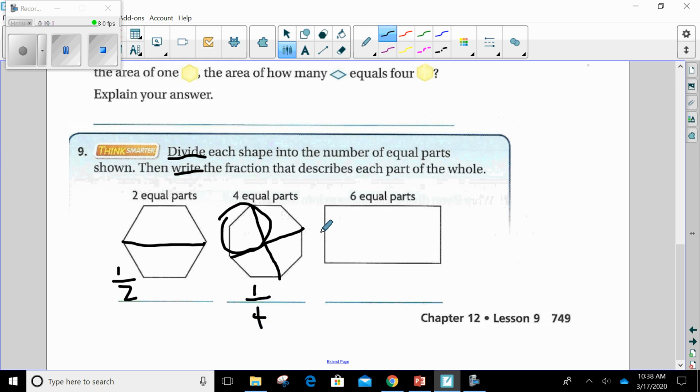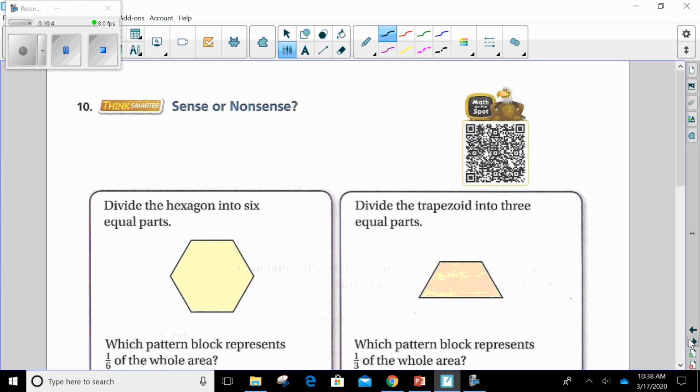Okay, this one, it says 6 equal parts. So I'm going to divide it into the middle. And then I'm going to try to make these as even as possible. Okay, now how much is one of these? 1 out of 1, 2, 3, 4, 5, 6. It's 1 out of 6 equal parts. Okay, we got this. I know you do.